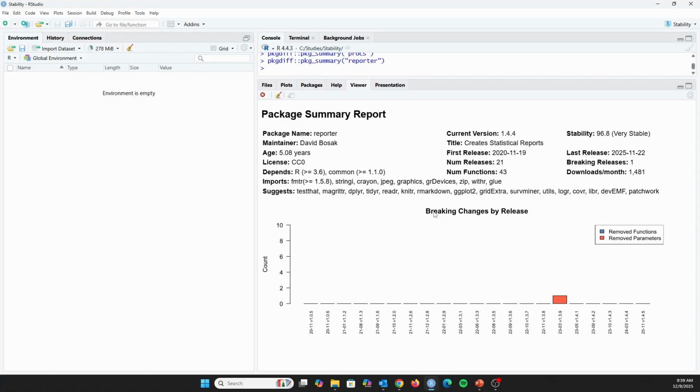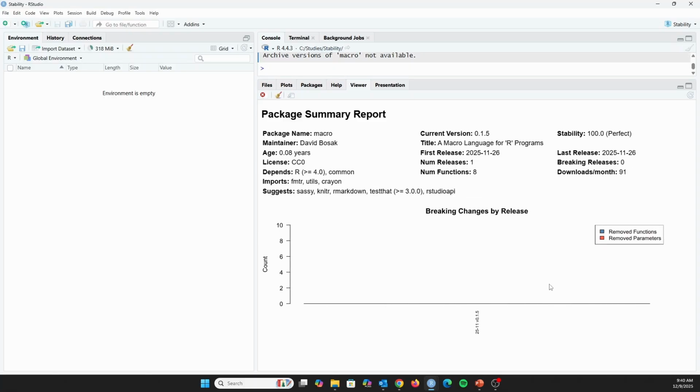The reporter package has had 1 parameter removal in 2023. This function, the parameter, is on a function that's strictly speaking exported but not really used by users. It's kind of a developer function. So this also very likely did not affect anybody. And then one more package in the r-sassy system. This is the macro package. This has only had 1 release and therefore no breaking releases.